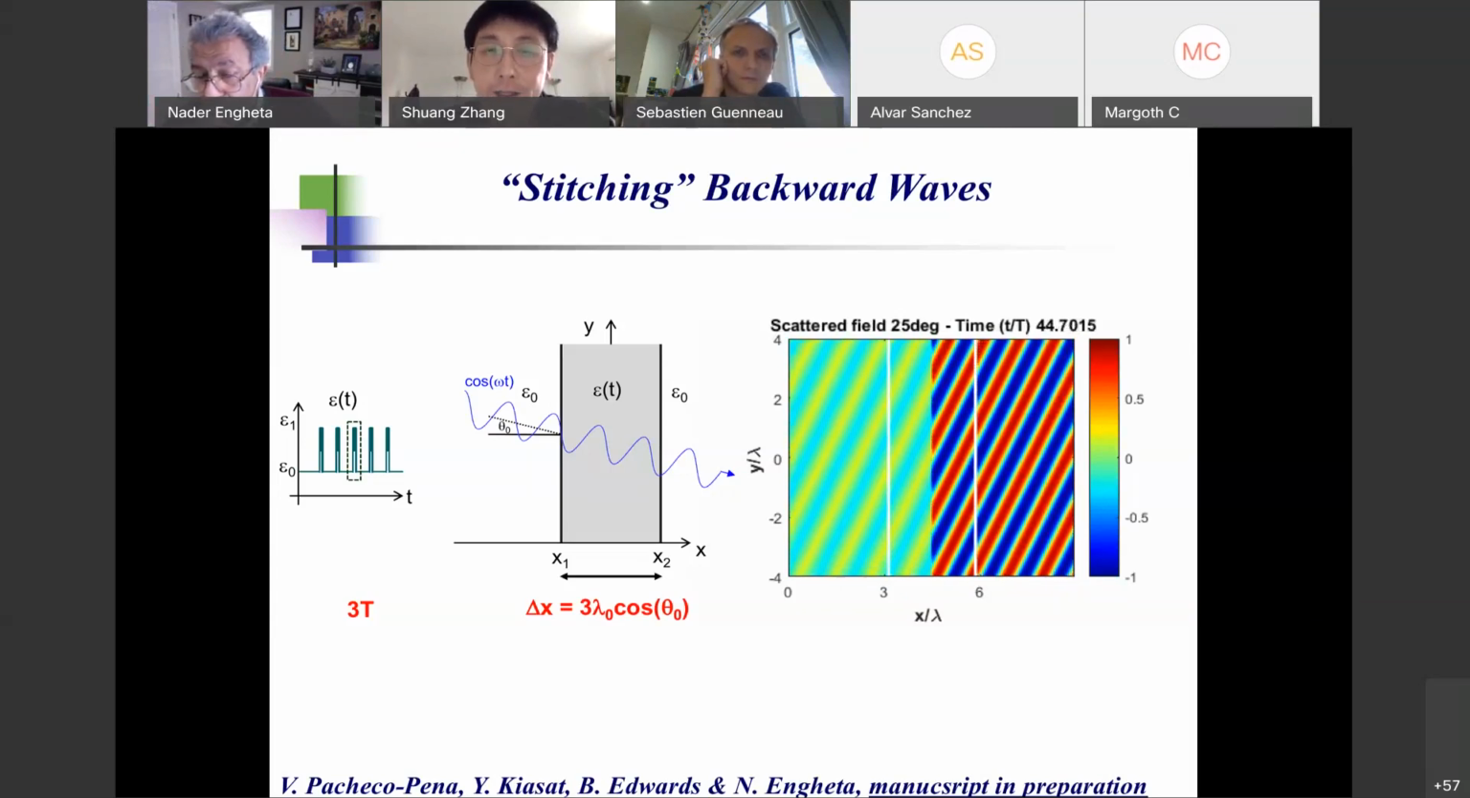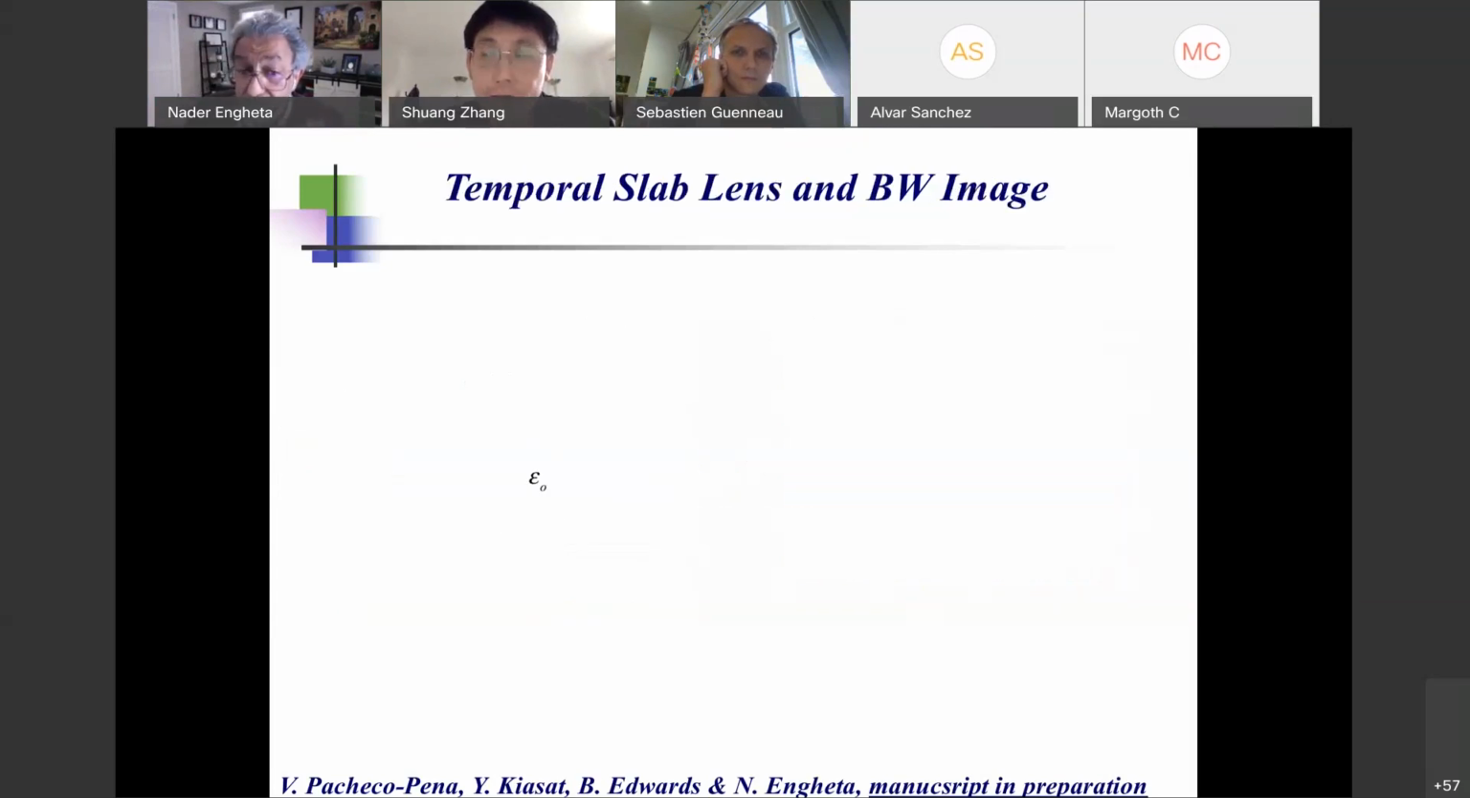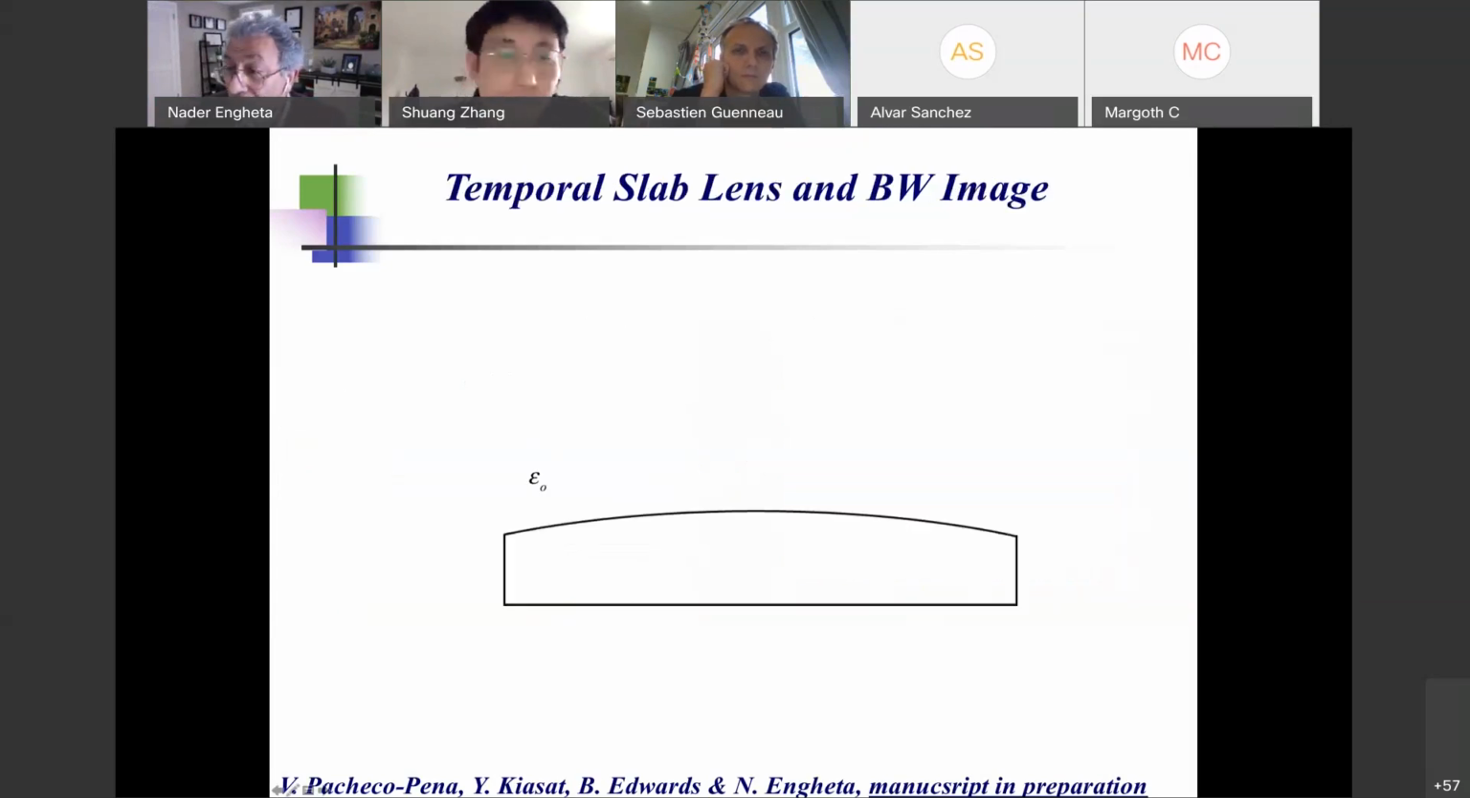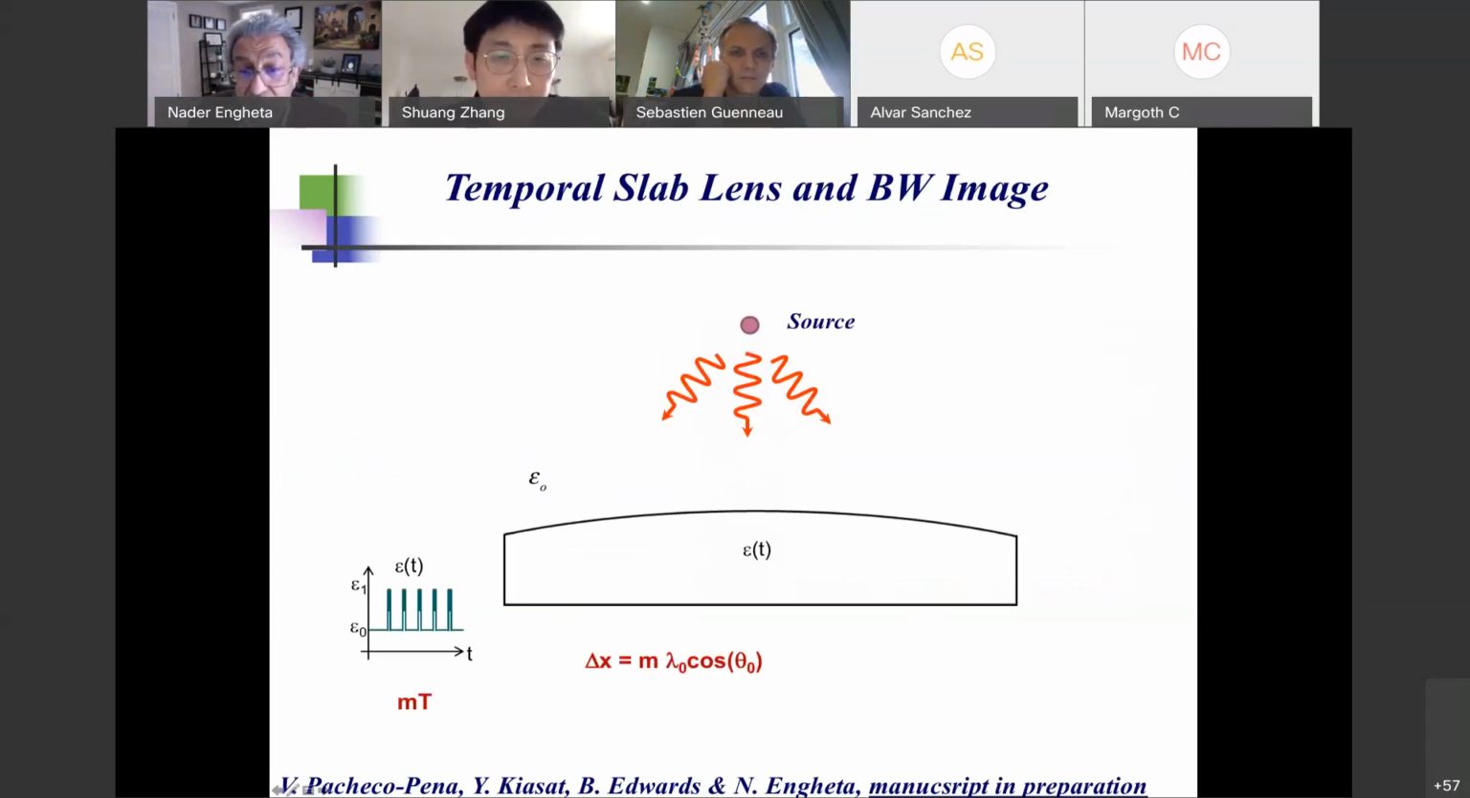By the way, that's one of the reasons that when we went to this one and we started with this line source over here, you notice in the middle we have a thicker region than on the side. It's because this wave coming over here is going to go through this path, whereas this one is going to go through this path. We wanted to make sure that the backward wave would stitch together over here. So this is not just a regular rectangular slab. It has a little bit of variation.